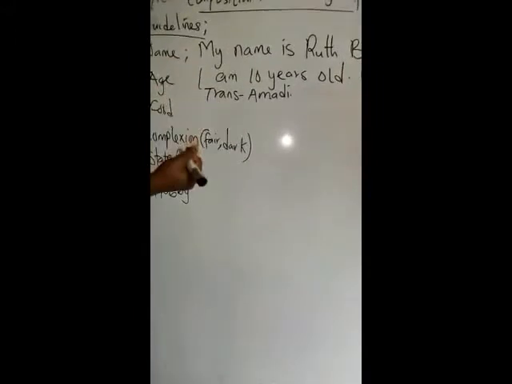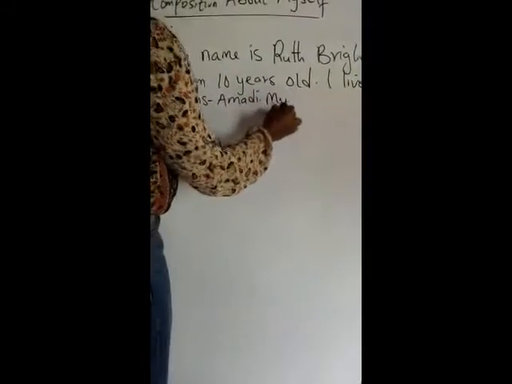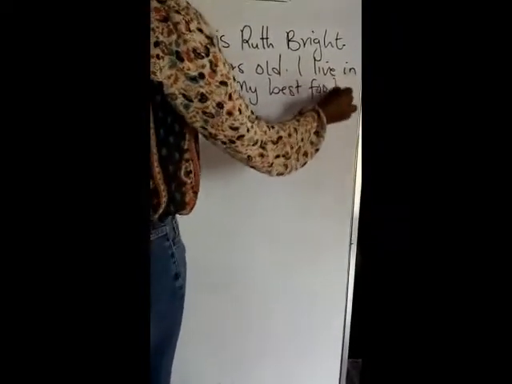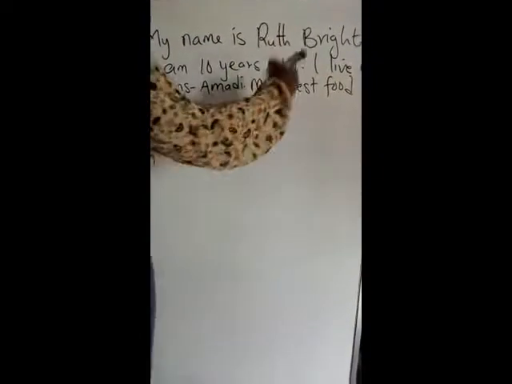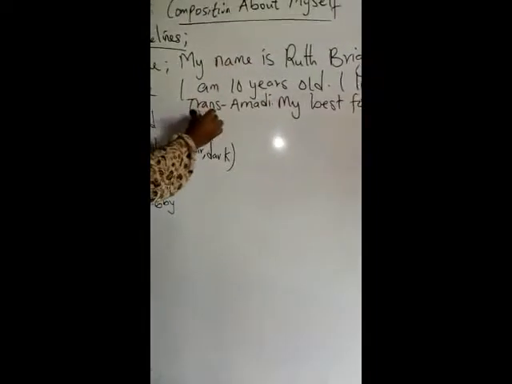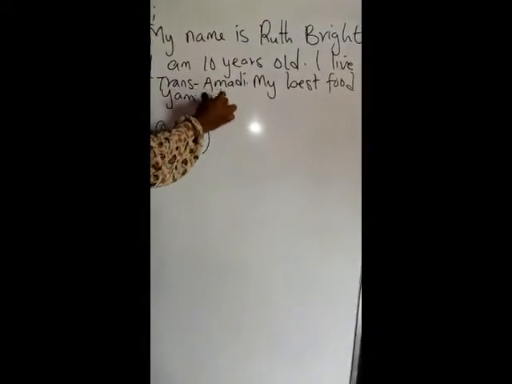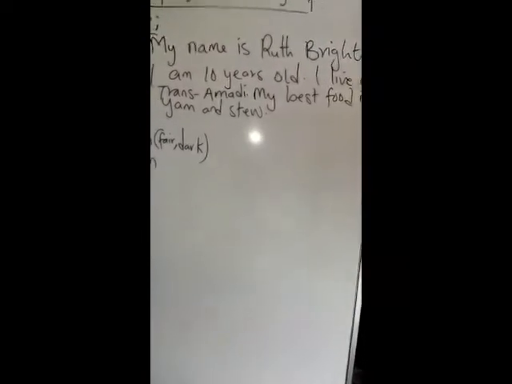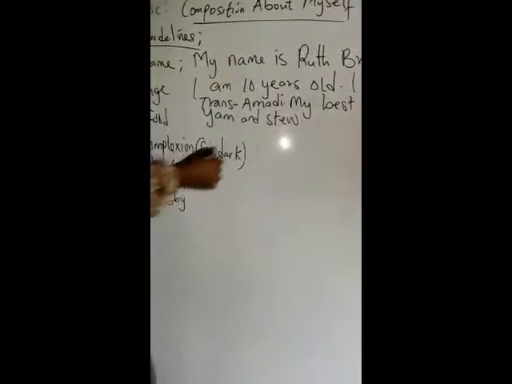Now food. My best food is, or the food I like. You can say my best food is, or the food I like. My best food is yam and stew. It's not my best food though. I'm just writing. Yam and stew. Now your complexion. I am what?